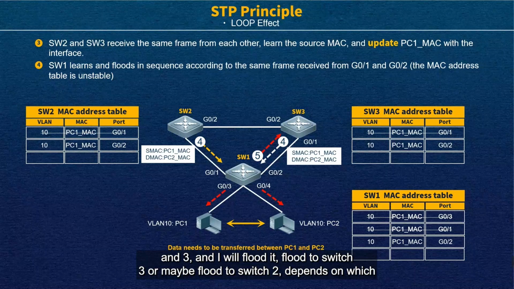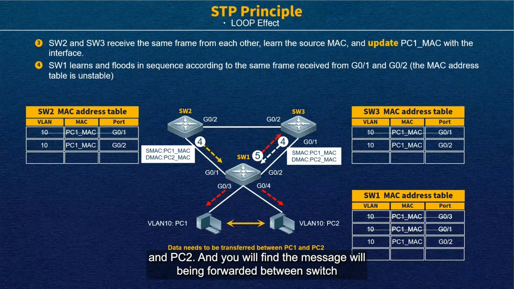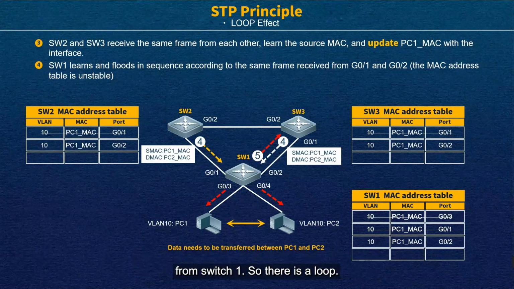Flood to switch 3 or maybe flood to switch 2, depending on which message was received, from switch 2 or switch 3. And it also will broadcast to PC1 and PC2. And you will find the message will be forwarded all the time between switch 1, switch 2, and switch 3. And PC1 and PC2 will receive lots of the same message from switch 1. So there is a loop.